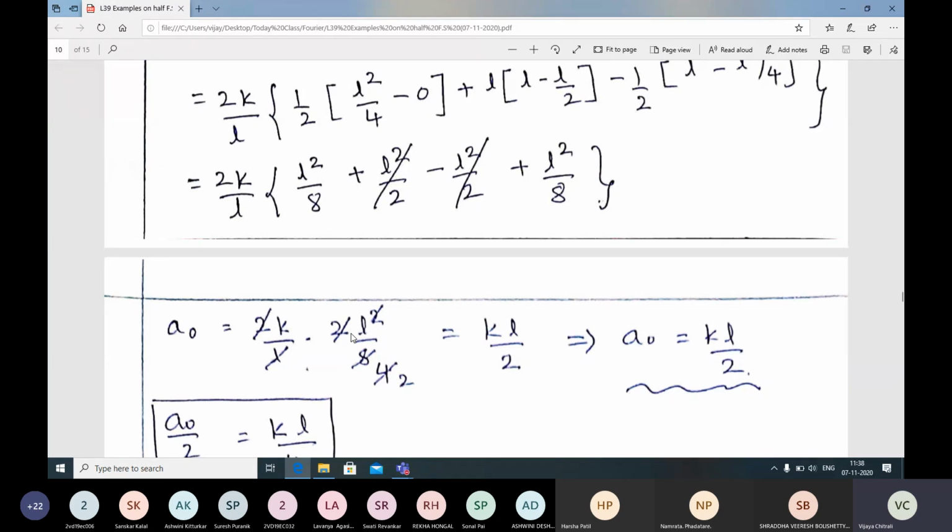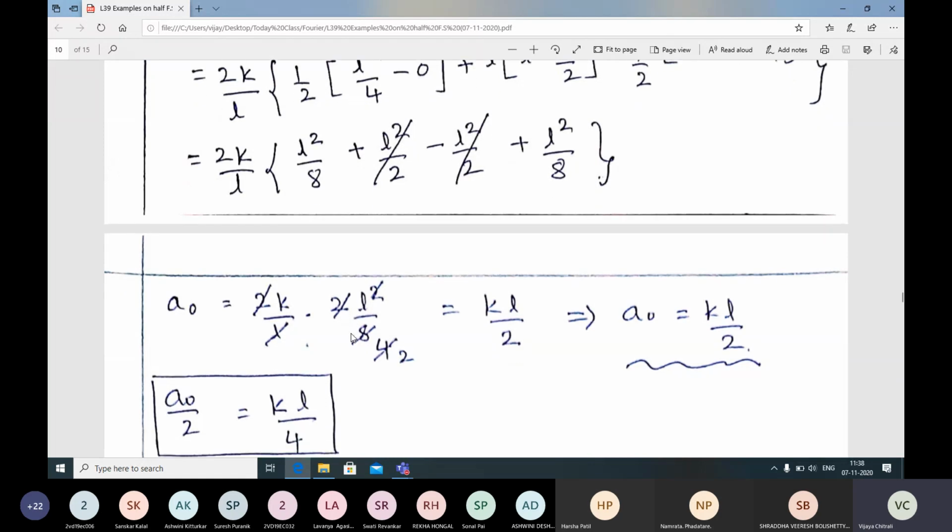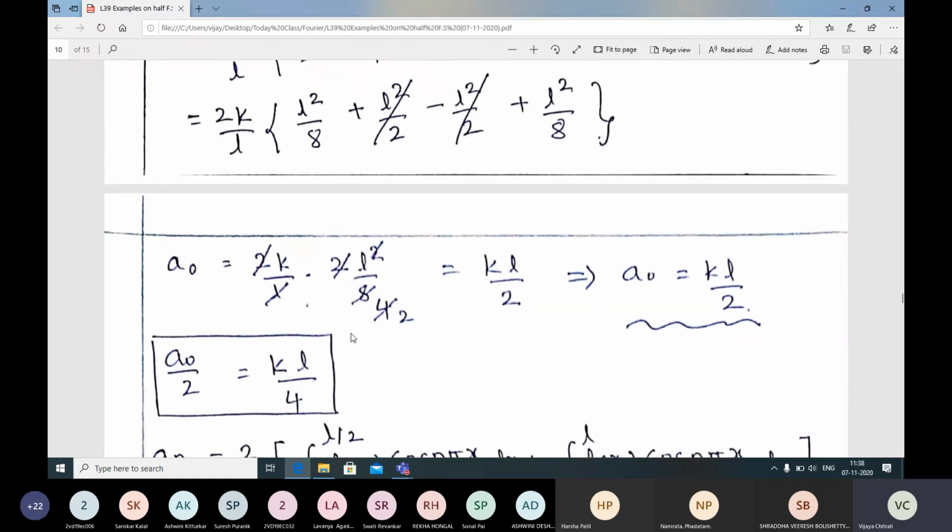So 1 L get cancels. 1 L get cancels. So left with what here? A naught is equal to 2. This 2. A naught is equal to this k and 1 L. So KL divided by 2.